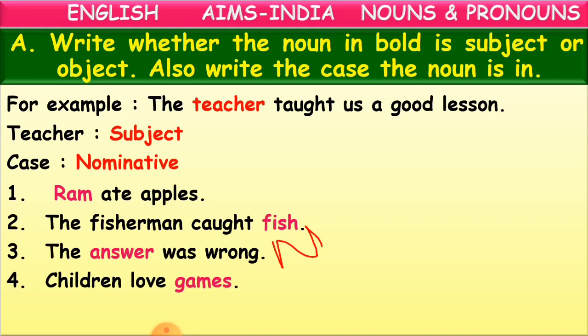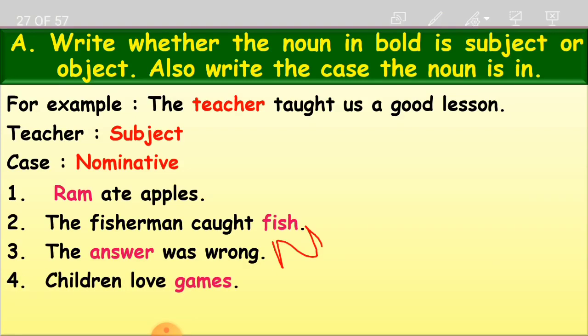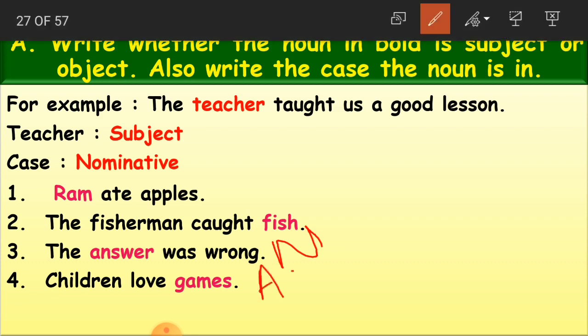So here, games. Children is the subject, love is the verb, and games is the object. Our noun is the object, and because it is the object, this noun is in the accusative case. I'll just write ACC. Okay, children?